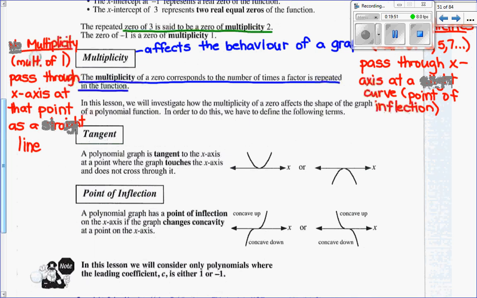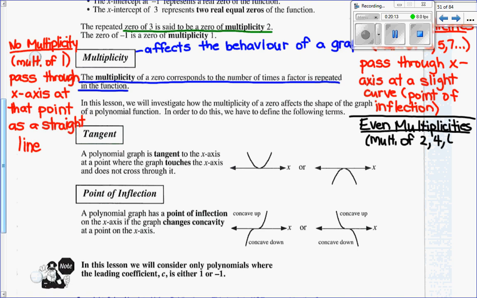Okay? And the last one is even multiplicities. And this is where we're talking about multiplicities of 2, 4, 6, on and on. So factors that are squared or to the 4th power, to the 6th power. Okay, so this is where the graph bounces, like the graph touches the x-axis at that point, but then bounces off.